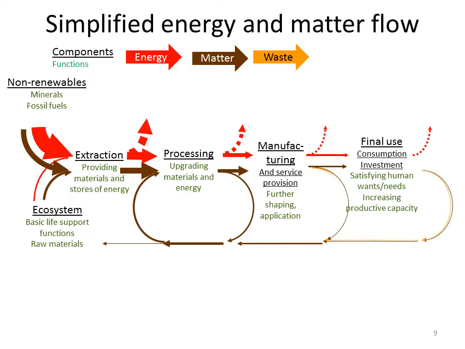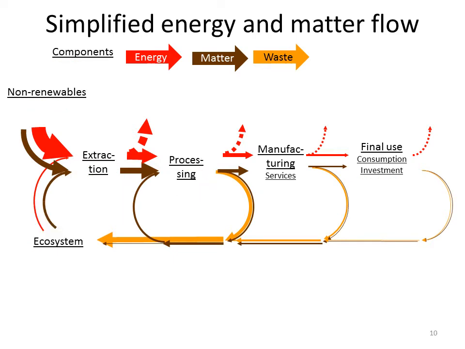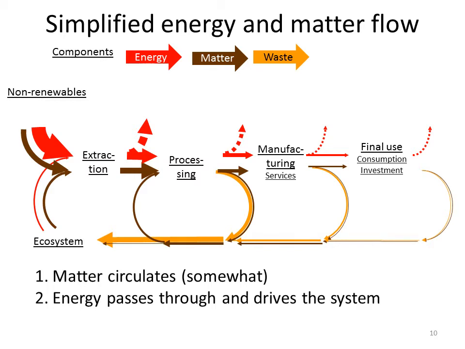But unlike in an ecosystem, there's also waste. This is stuff left over where either we don't know how to reuse or neutralize it, or don't think those things are worth doing, and that also ends up in the ecosystem. As we did with the ecosystem diagram, we can simplify this one by taking off the descriptions of the functions, and then note that matter circulates, though in this case we have to say somewhat rather than mostly, and energy passes through and drives the system, obeying the first and second laws of thermodynamics. So that's the big picture of the economy's physical structure.